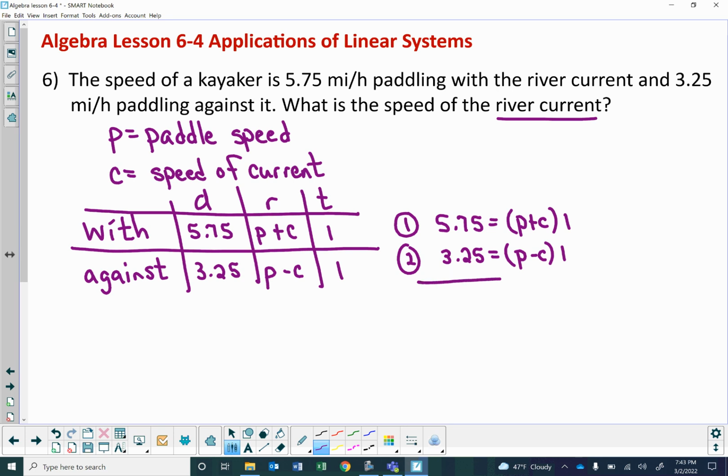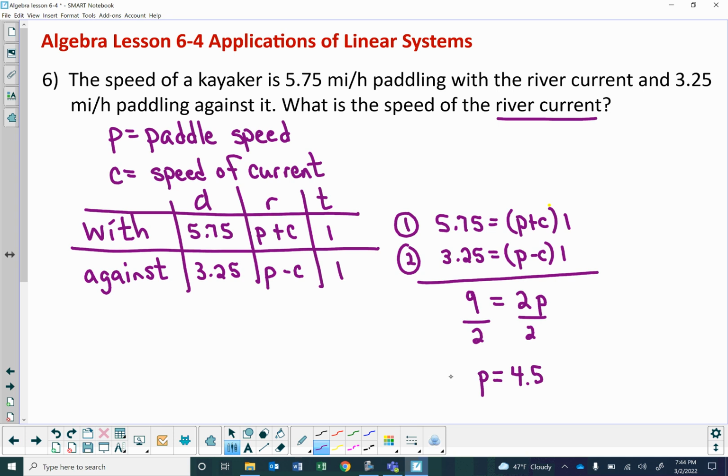So if I add these two equations together, the C's will cancel, because one's positive and one's negative. 5.75 plus 3.25 is 9. The C's cancel. P plus P is 2P. Divide by 2. And P is going to be 9/2, which doesn't make much sense to anybody, so I'm going to say 4.5. Okay, so that's my paddling speed.